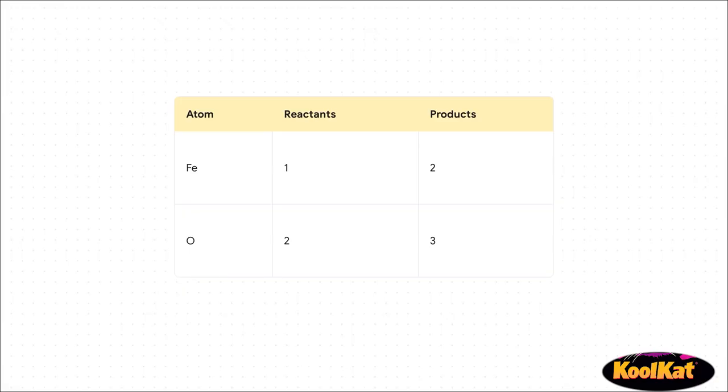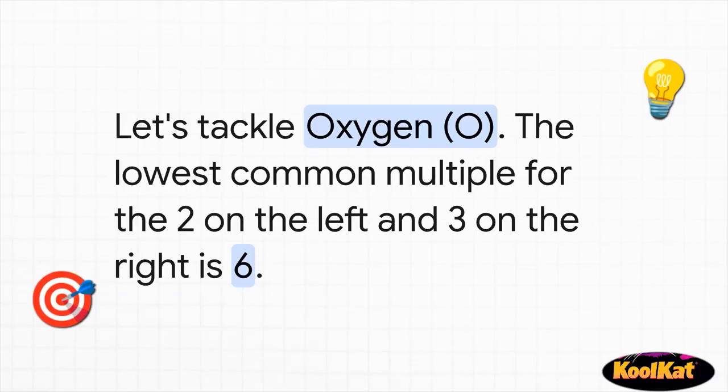All right, let's fire up the tally method. Step 1, the inventory. On the left side, the reactants, we've got 1 iron atom and 2 oxygen atoms. Now on the right side, the products, we have 2 iron atoms and 3 oxygen atoms. You can see right away the numbers are all over the place. Totally unbalanced. So where do we begin?